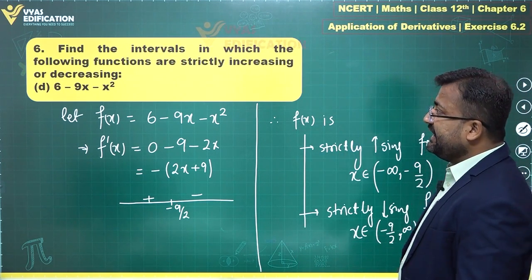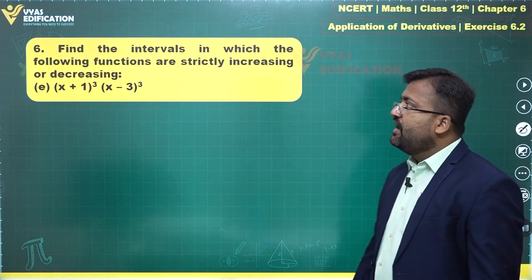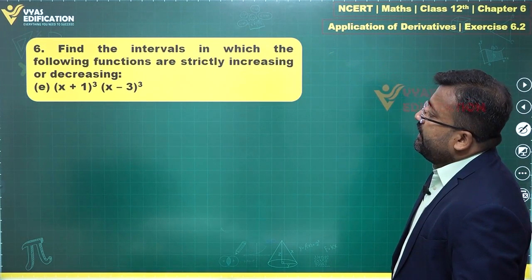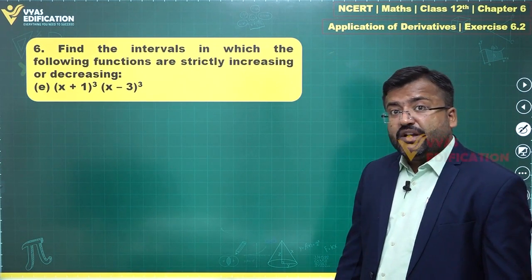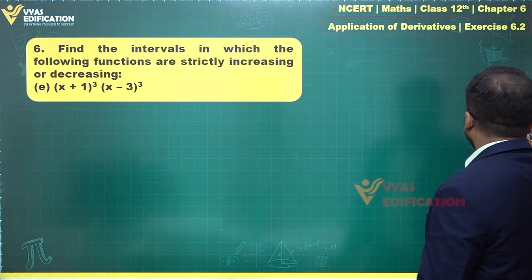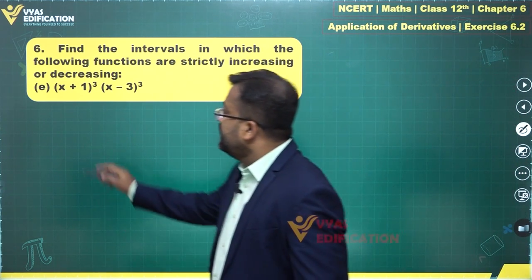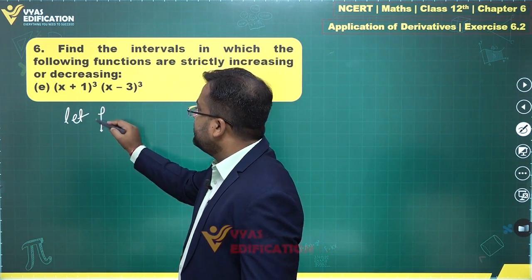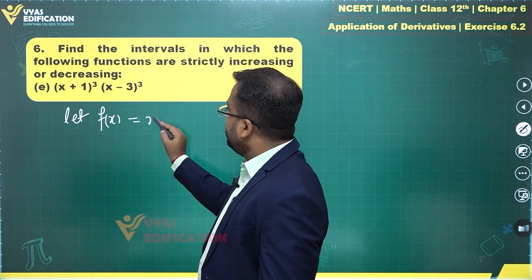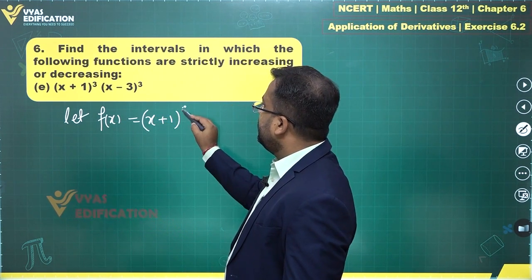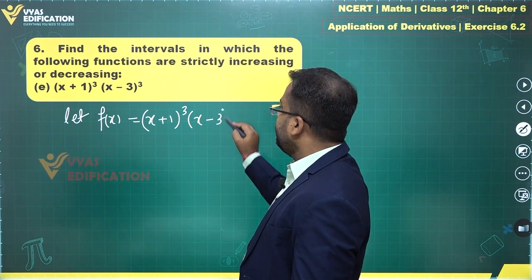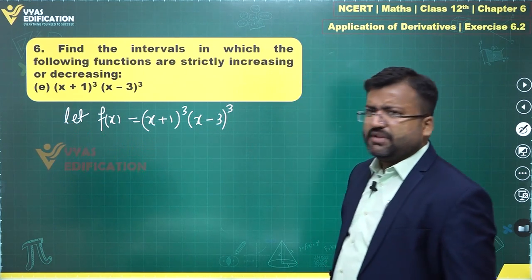Let's discuss part E next. This is part E. What does it say? (x plus 1) whole power 3 and (x minus 3) whole power 3. This is the function. Okay, that's an interesting one. Let f(x) be this function, (x plus 1) power 3, (x minus 3) power 3.